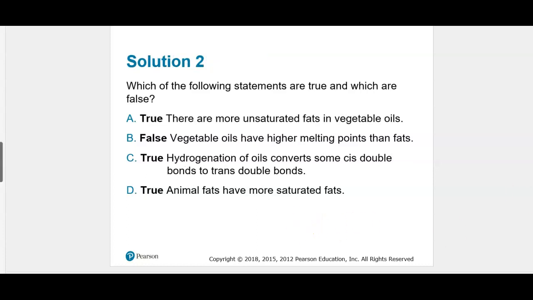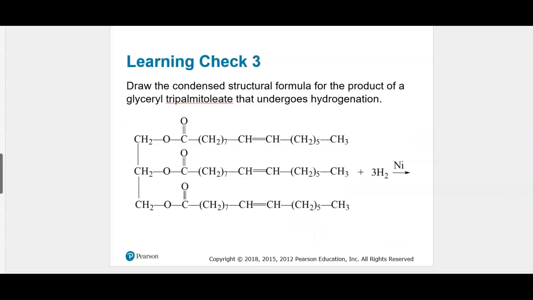And, well, there's a third learning check here. So let's take a look at that. Draw the condensed structural formula for the product of glycerol tripalmitoleate that undergoes hydrogenation. And I put a couple of videos on the drawing program, and they deal with something like this. And I don't remember, I think it's a hydrolysis reaction, but all the same, they have you draw all the structures. When they tell you to give all the products, all the reactants, whichever it is, you want to make sure you have all of them in there.